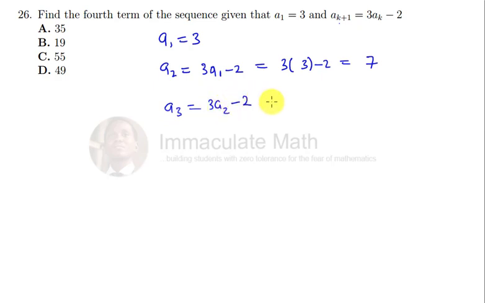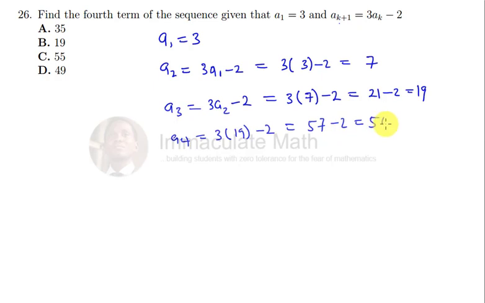So the third term would have been 3a2 minus 2, right? So that means we are going to have 3 open bracket a2. So what's your a2? Your a2 is 7, right, minus 2. That means we have 21 minus 2, that's 19. So then your a4 is actually 3 multiplied by 19 minus 2, which is 3 times 19 is 57, 57 minus 2 is 55. So the fourth term of this sequence is actually 55. So the correct option here is B.